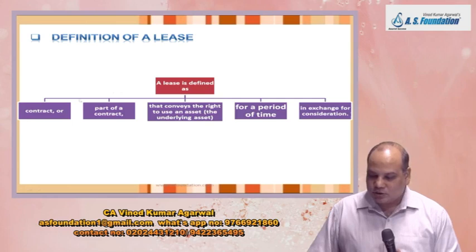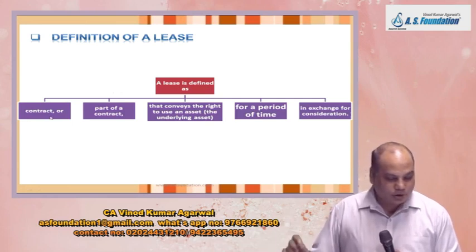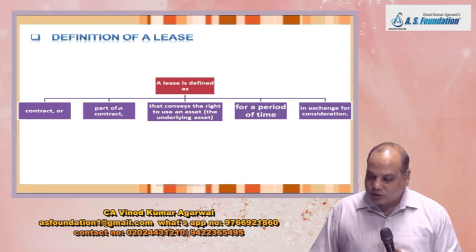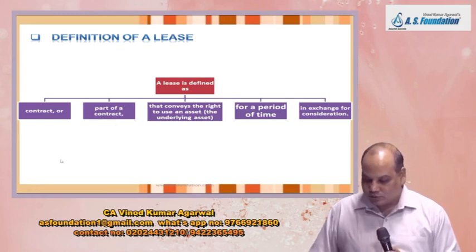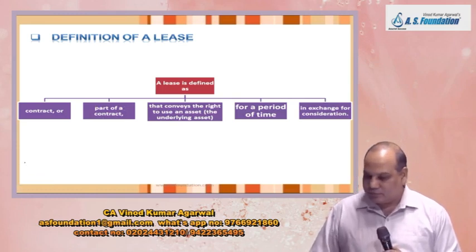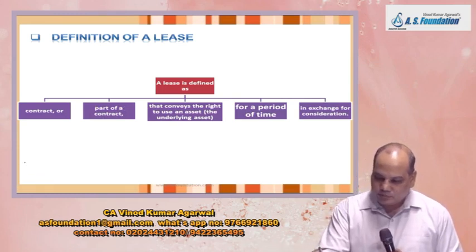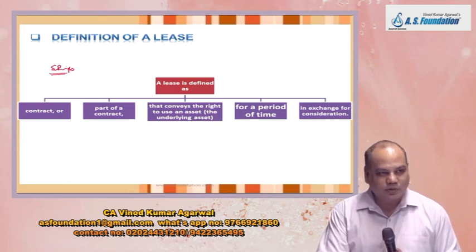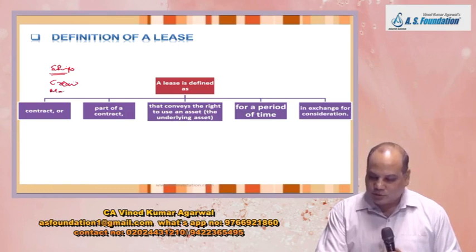A lease is a contract. We have seen the meaning of contract on the first page. Contracts are enforceable agreements, or a lease is a part of a contract. It can be a part of a contract also. For example, we take a ship on lease. We also hire the services of the crew. We also ask the owner to provide maintenance service also.